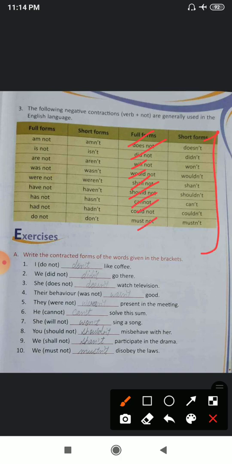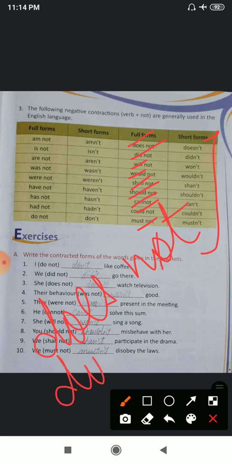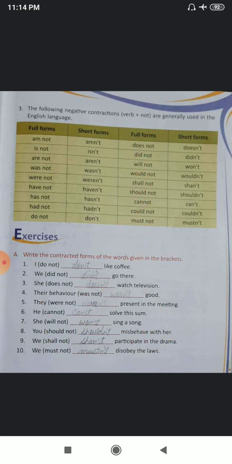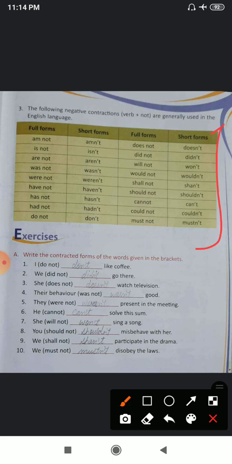Here are the short forms, like does not. What I told you, students, is that we will remove O. So it will be does N, and in place of O we will use this apostrophe and then T. Then the contraction form will be like this. In each and every word you have just noticed the same thing which I just told you. Now we'll start with the exercise.